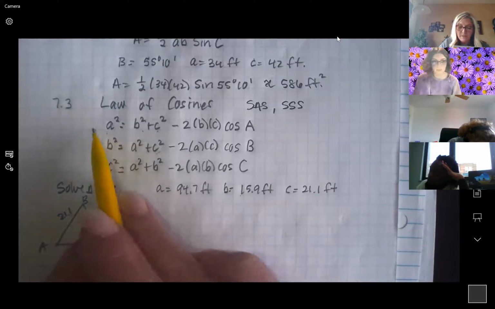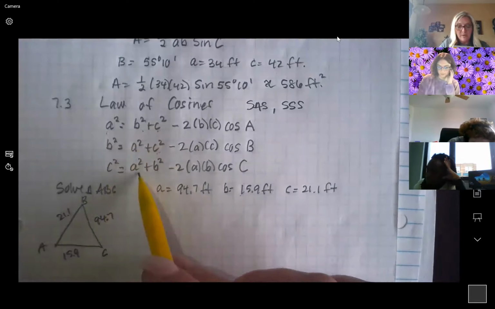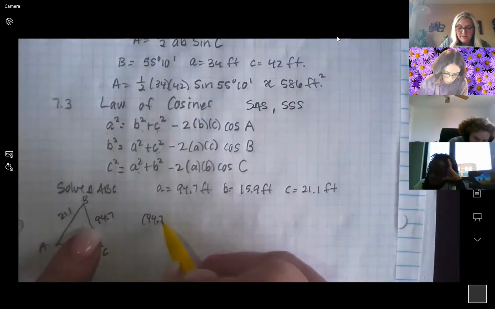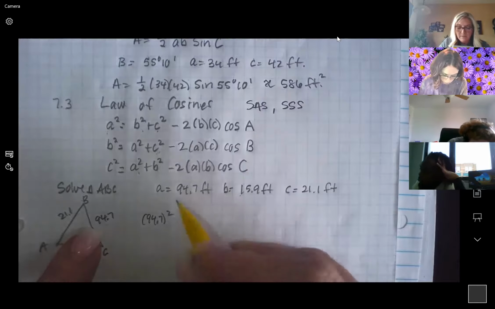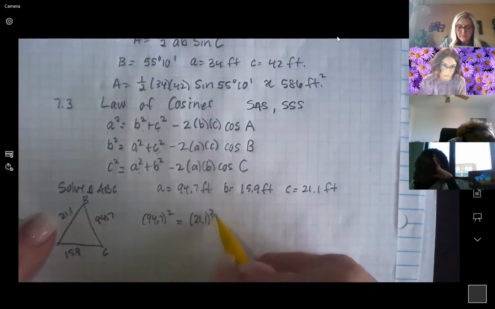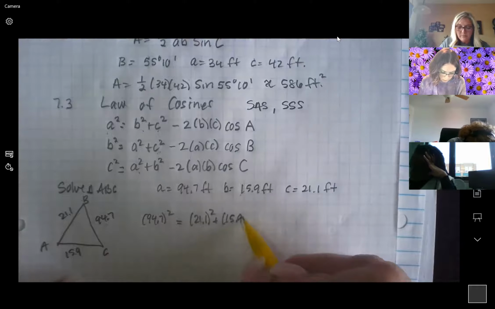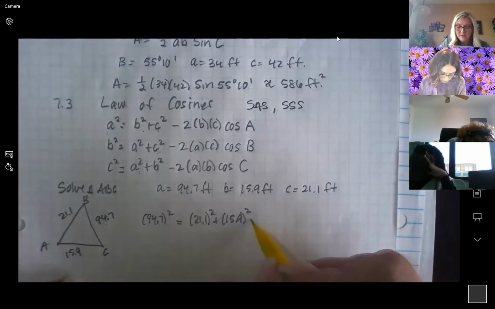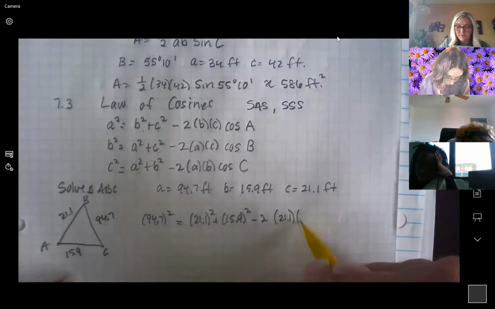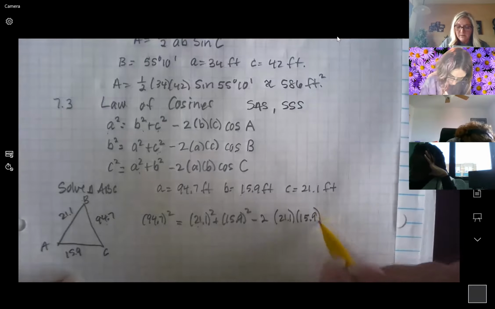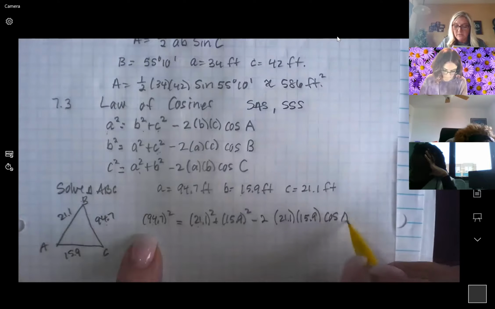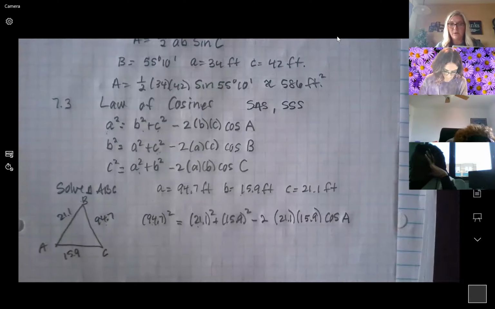You can do any of them. I'm just choosing A. So a squared would be 94.7 squared, equals your other two sides, 21.1 squared plus 15.9 squared, minus 2 times these sides again, 21.1 and 15.9, but they're not squared, just the sides, cosine, and because we're doing A, it's going to be cosine A. So we're trying to find angle A as our unknown.